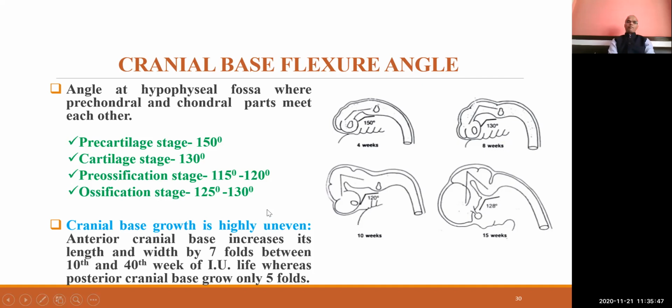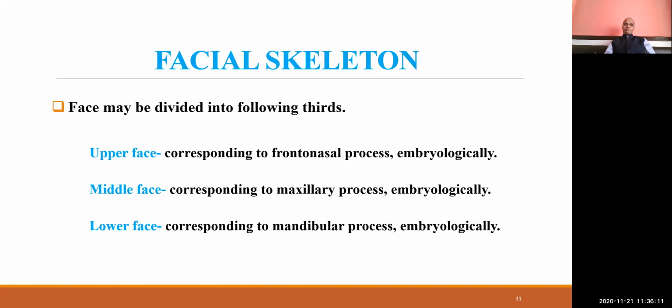So there is uneven growth of the cranial base. Initially, the anterior cranial base increases its length and width by 7 folds between the 10th and 14th week of intrauterine life, whereas the posterior cranial base grows only 5 folds.